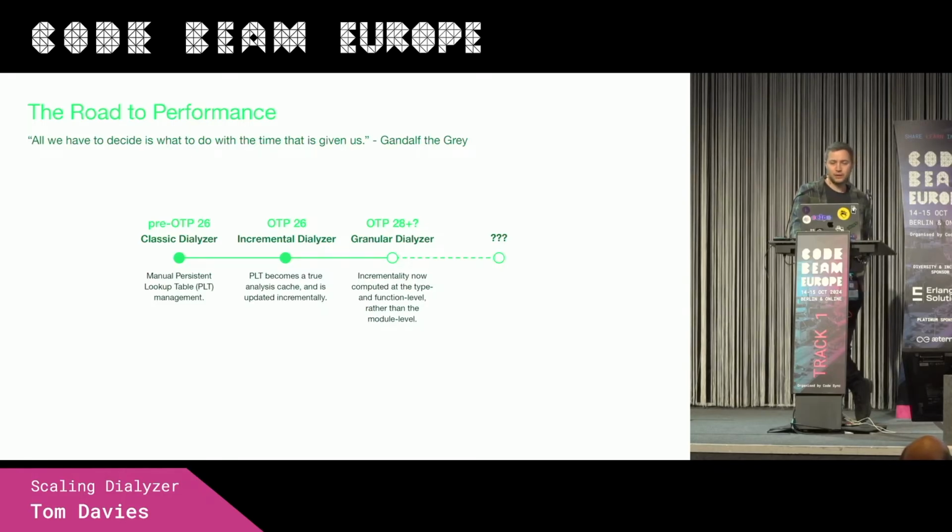With incremental Dialyzer, the core unit of incrementality we had was the module. From Dialyzer's perspective, either you changed a module or you hadn't. And therefore, some other modules that depend on it either need to be reanalyzed or they don't. So Granular Dialyzer is about making that not just about modules, but in fact smaller units, like maybe only functions or types. So that's what I've done with the time that's been given to me.